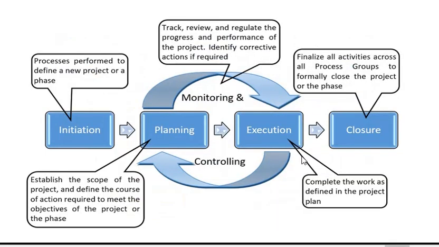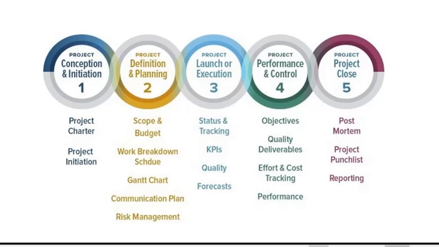Then coming back to project monitoring and control, which happens over here. It takes place concurrently with the execution phase of the project. It involves monitoring the progress and performance of the project to ensure that it stays on schedule and within the budget. So, quality control procedures are applied to guarantee quality assurance. So, these are the key elements in phase 4, that is objectives, quality deliverables, effort and cost tracking, and performance.